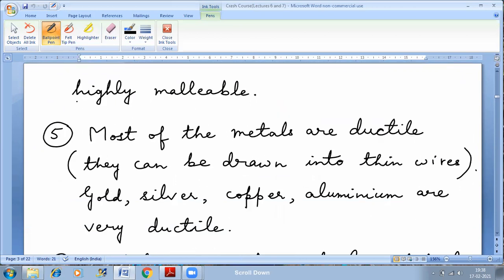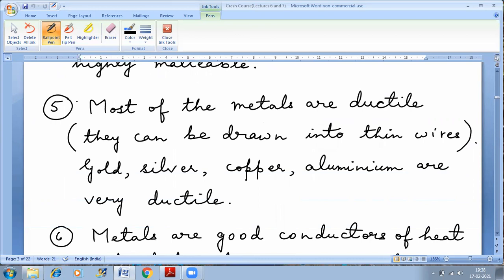Another property of metals is ductility. That means if you want to draw a metal into thin wires, it is possible. So elongation, that means elongation of the wire. That is, it can be stretched. So most of the metals can be drawn into wires. That is why metals are used to make wires, the wires which are used to connect electrical circuits. Gold, silver, copper, and aluminum are highly ductile.